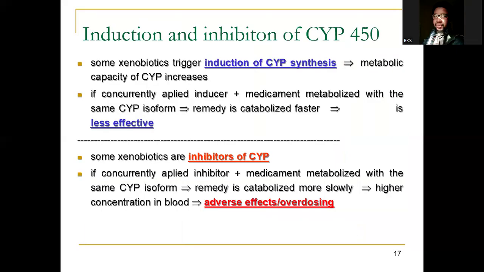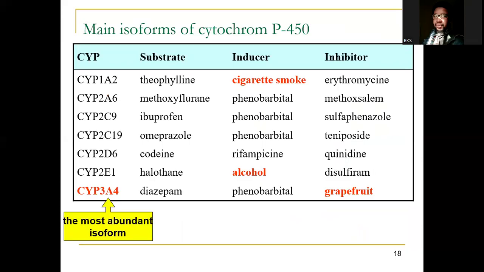So this is just an explanation I give with respect to induction and inhibition of Cytochrome P450, which I mentioned, that some xenobiotics induce synthesis, while some are inhibitors. This is an example of drugs. For example, we say you can have an individual who is taking cigarette.